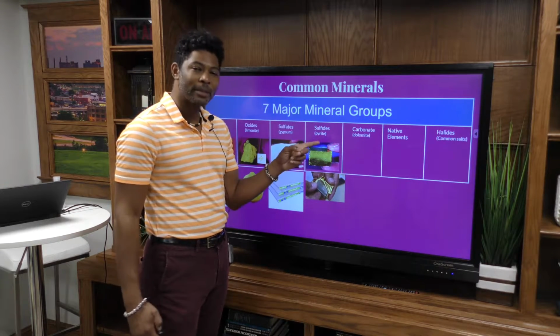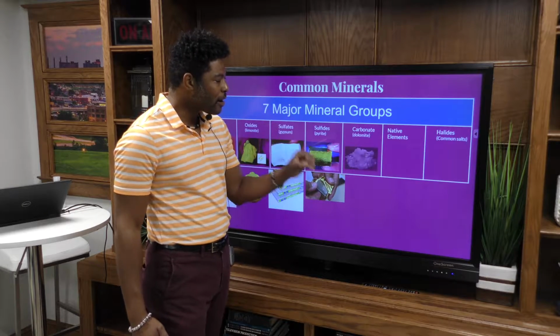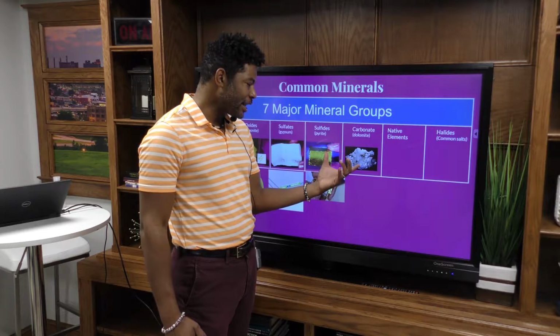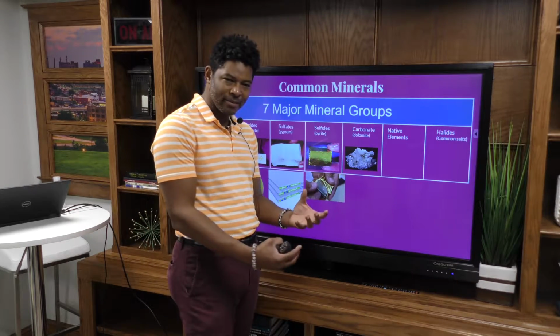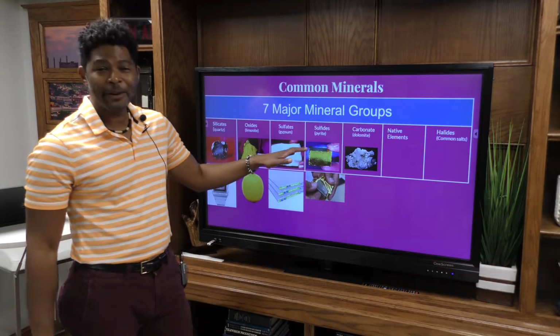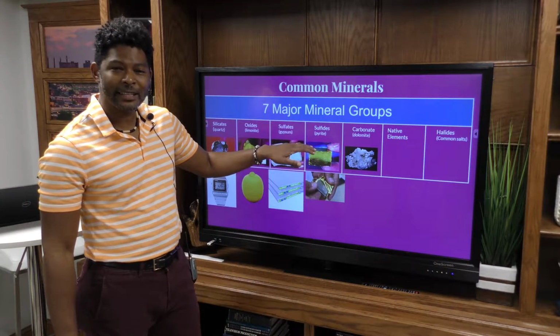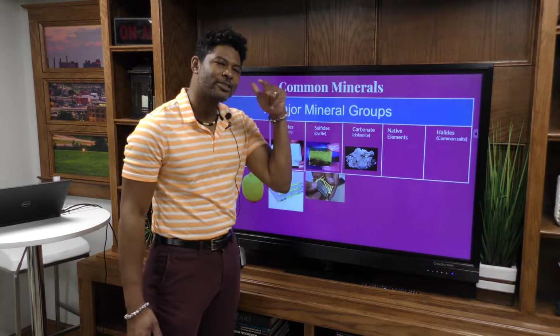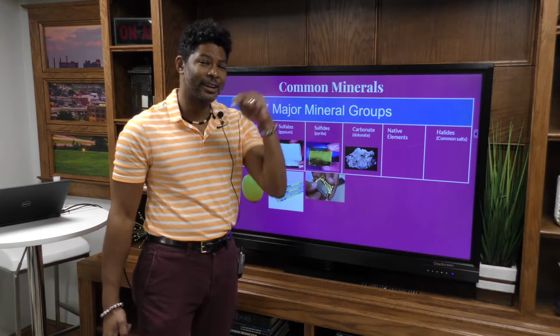Next one, carbonates. Now, one of the carbonates that I want to talk to you about is dolomite. If you look at dolomite, it almost looks like you have salt crystals on top of a rock. Well, the first time I mentioned this, a kid was like, "Hey, Dr. Jones." I'm like, "Yeah, I saw dolomite on television the other night."